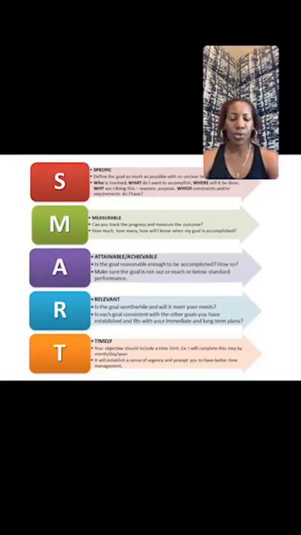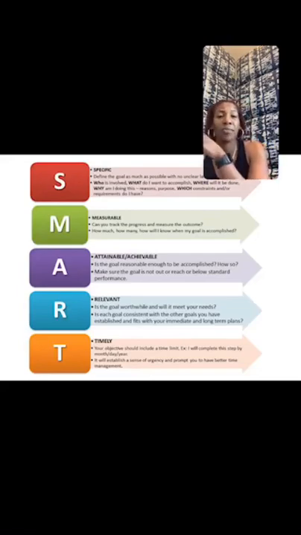And then you go to M, measurable. How can you measure progress and know if you successfully met your goal? The measurability of any goal should be inherent in your objectives as well. So it works both ways. So you'll have top level progress measured by, of course, completing that specific goal.